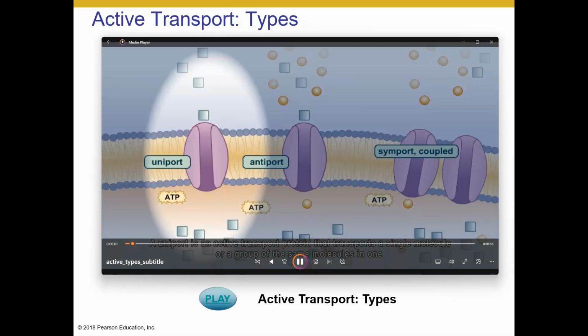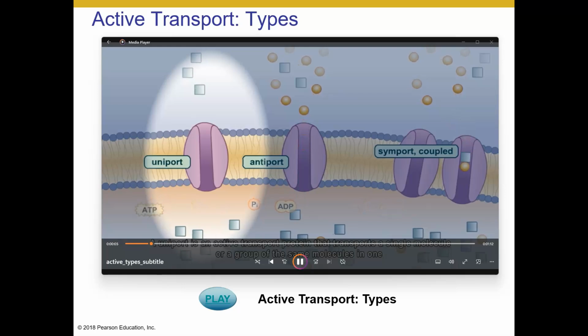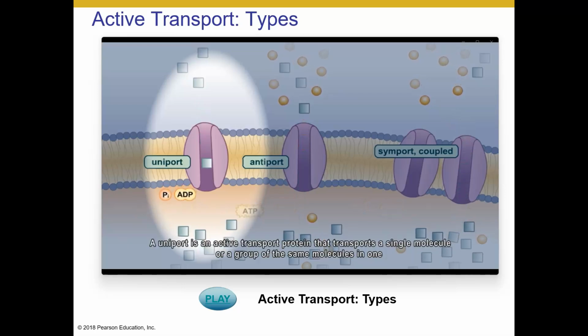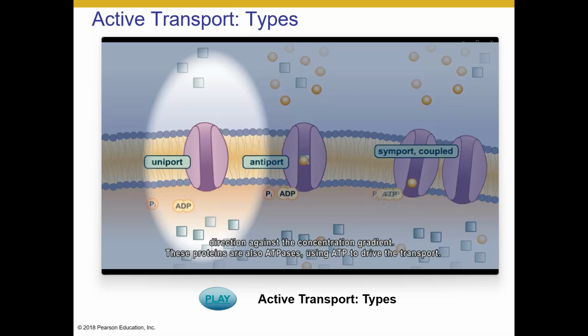A uniport is an active transport protein that transports a single molecule or a group of the same molecules in one direction against the concentration gradient. These proteins are also ATPases, using ATP to drive the transport.